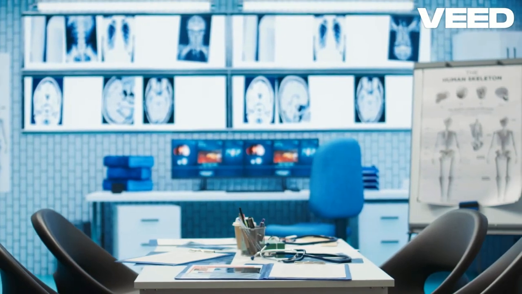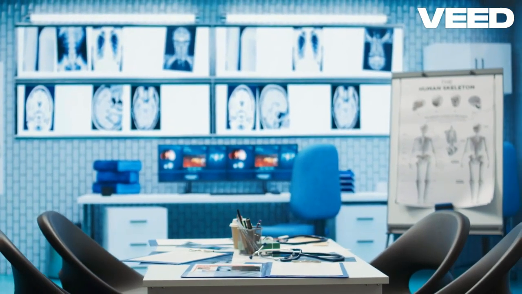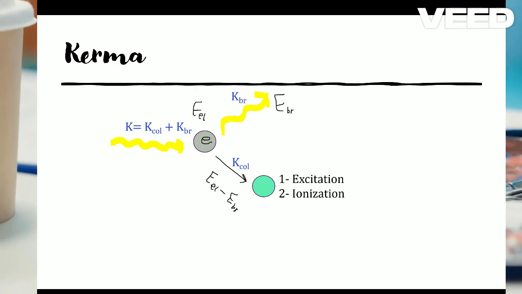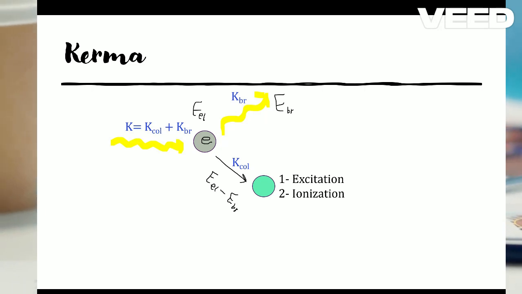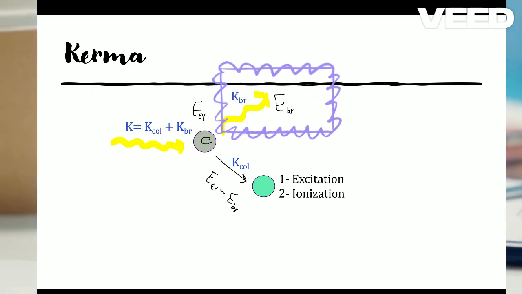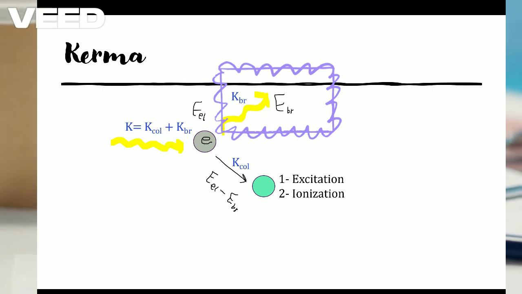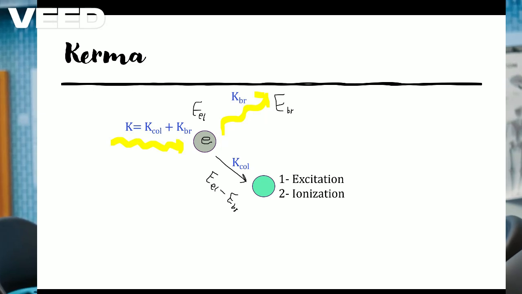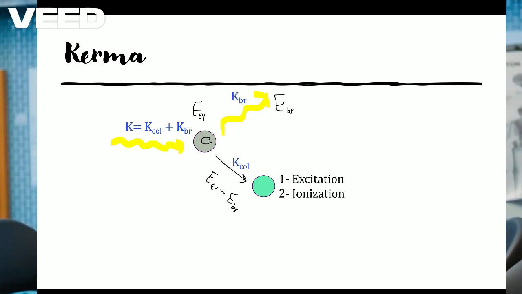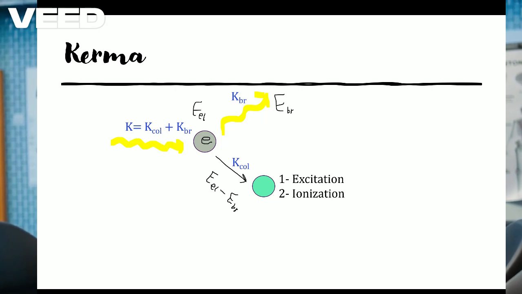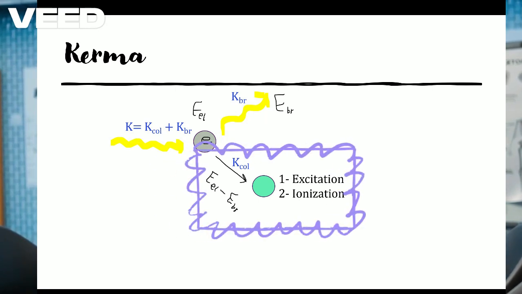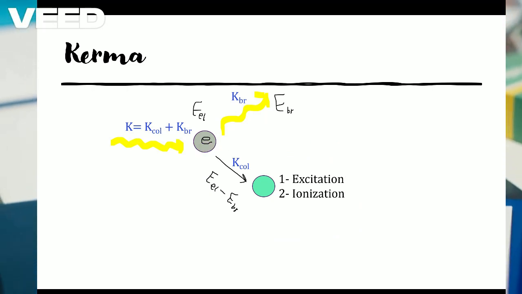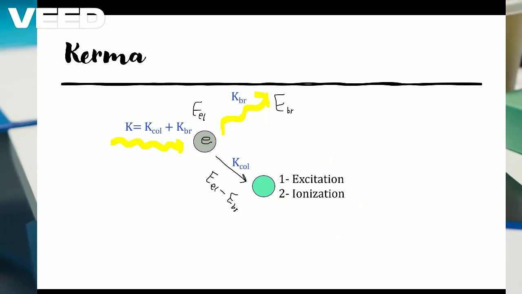However, not all the energy transferred ends up as absorbed dose. A portion of the energy might be lost as secondary radiation like bremsstrahlung, which occurs when electrons accelerate and emit X-rays. But most of the energy from photons gets deposited locally in the tissue through collision interactions, where electrons knock into atoms, ionizing them and creating more energy deposition.